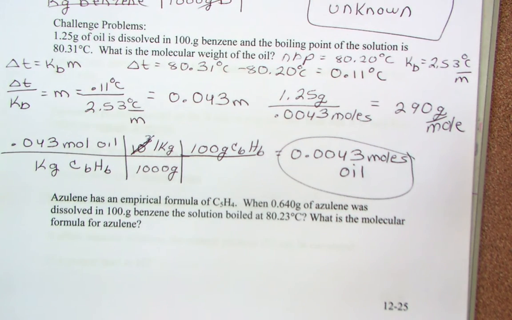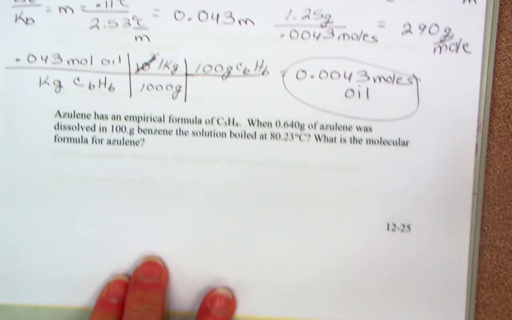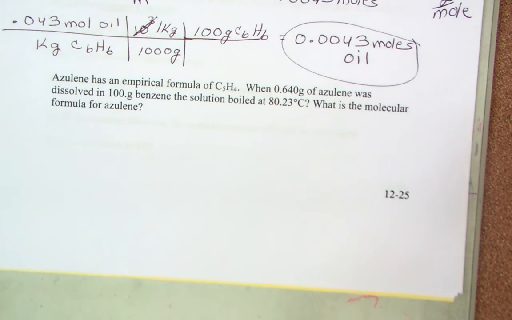Now let's look at the next one. The next one, azulene has an empirical formula, C5H4. When 0.640 grams of this was dissolved in 100 grams of benzene, the solution boiled at 80.23 degrees C. What's the molecular formula? Now, molecular formula is something that was introduced in Chem 111. We talked about empirical formulas and molecular formulas. How did we convert empirical formulas to molecular formulas in Chem 111? What did we have to do? Do you remember? I hope.